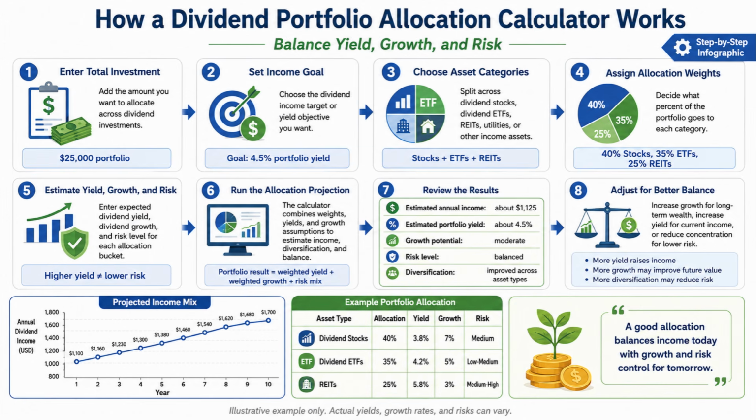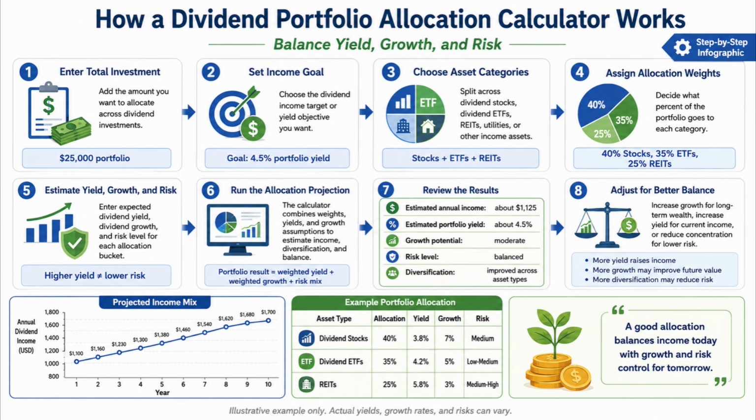For example, the estimated annual income may come to about $1,125, while the estimated portfolio yield may be around 4.5%. At the same time, the calculator may show moderate growth potential, balanced risk, and improved diversification across asset types.